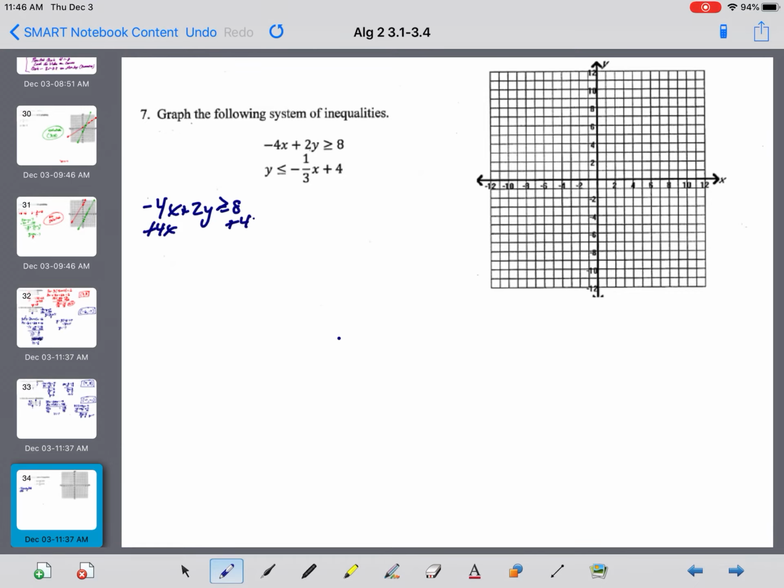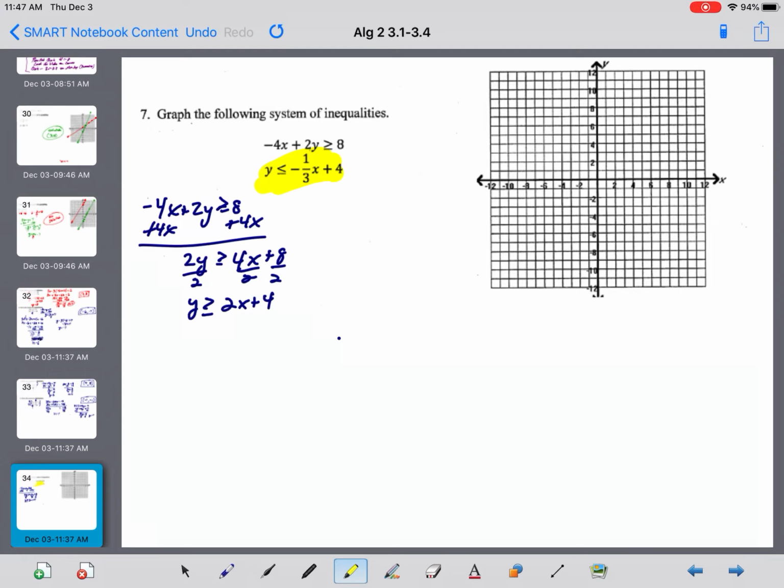Greater than or equal to 8. Add 4x to both sides. Get that y by itself. 2y is greater than or equal to 4x plus 8. Divide everything by 2. You have y is greater than or equal to 2x plus 4. Okay, that you can graph a little bit.